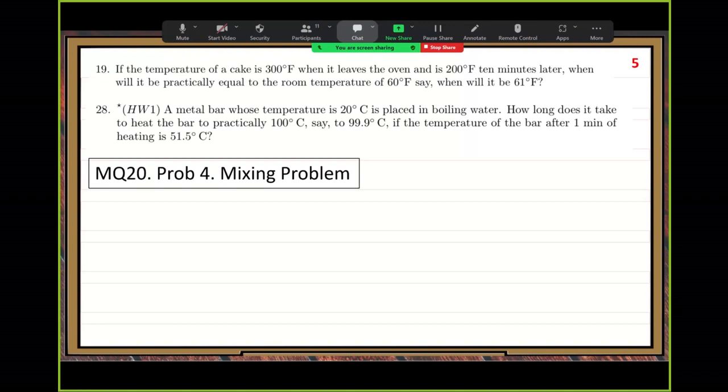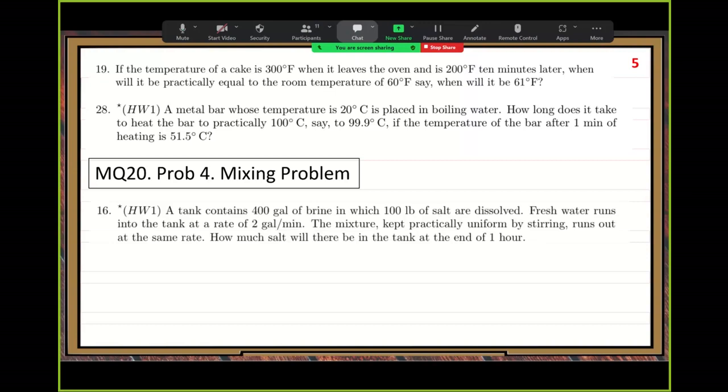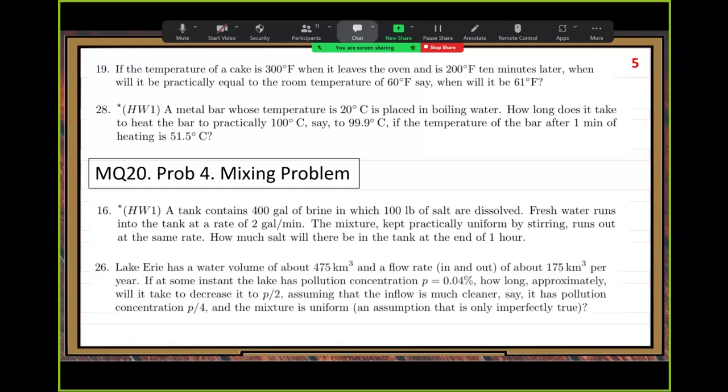Question number 20, mixing problem. The tank, the mixture. We have one example we did in class, but we have several. So here, this lake looks different, but the model is the same. The model is the same, and you use the balance law. Remember the balance law.